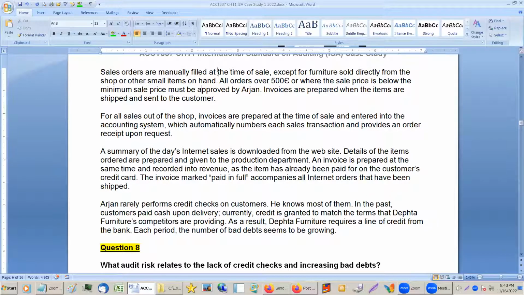Sales orders are mainly filled at the time of sale, except for furniture sold directly from the shop or other items at hand. All orders over 500 euros, or where the sales price is below the minimum sale price, must be approved by Arjan. Invoices are prepared when the items are shipped and sent to the customer.